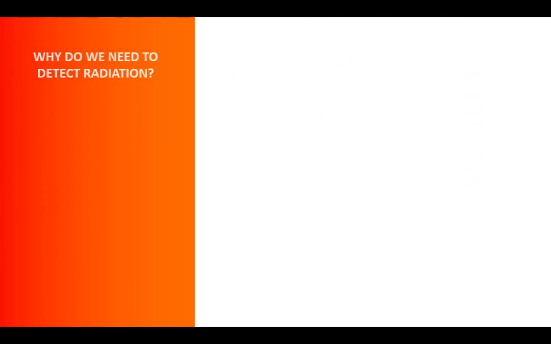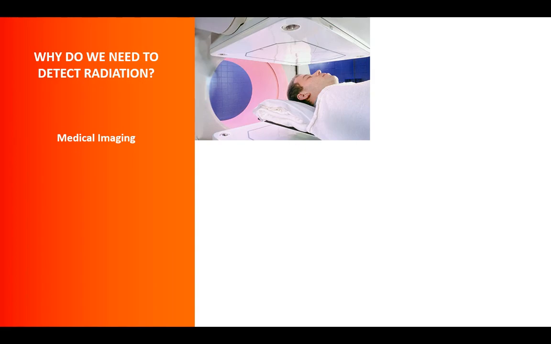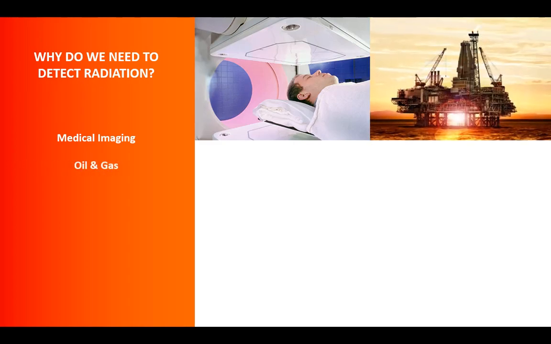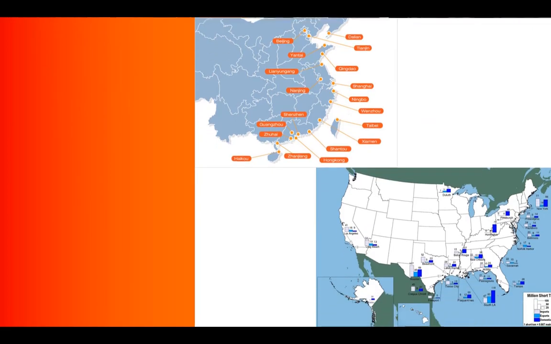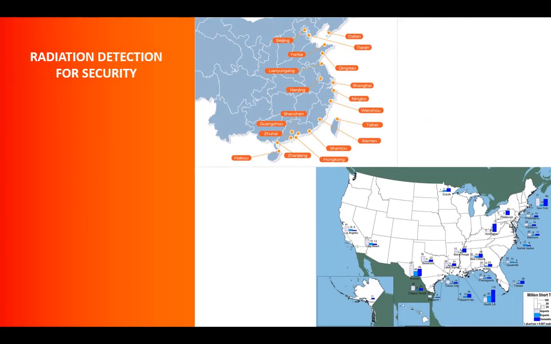So why do we need to detect radiation? For several reasons. Radiation detectors are valuable tools for major industries around the world. X-ray, PET and SPECT scanners are vital parts of the medical industry. Detectors are also used in oil and gas industries to help locate new wells to drill. And radiation detectors are an important part of national security, used at borders and airports to protect people around the world. Let's focus in on the security market.